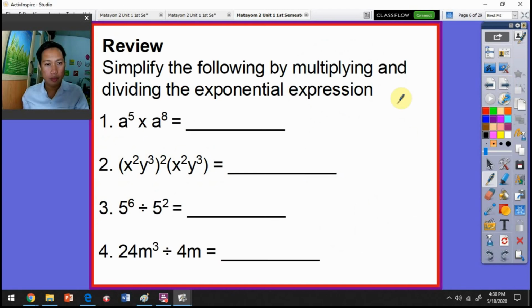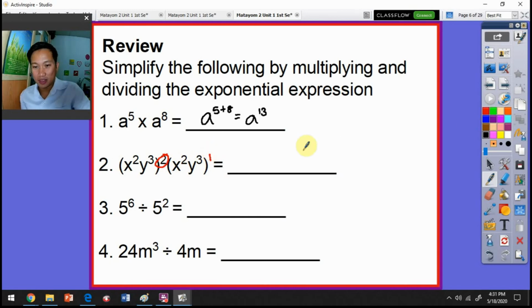All right, now let's review. If you remember, if they have the same base, it's easy to simplify. Now it's multiplication here, so you have to add the exponents. So 5 plus 8 is equal to 13. Okay, so number 2 is a bit tricky because you have your x squared y cubed, and then x squared y cubed. Nothing, it means to say that there's a 1 here.